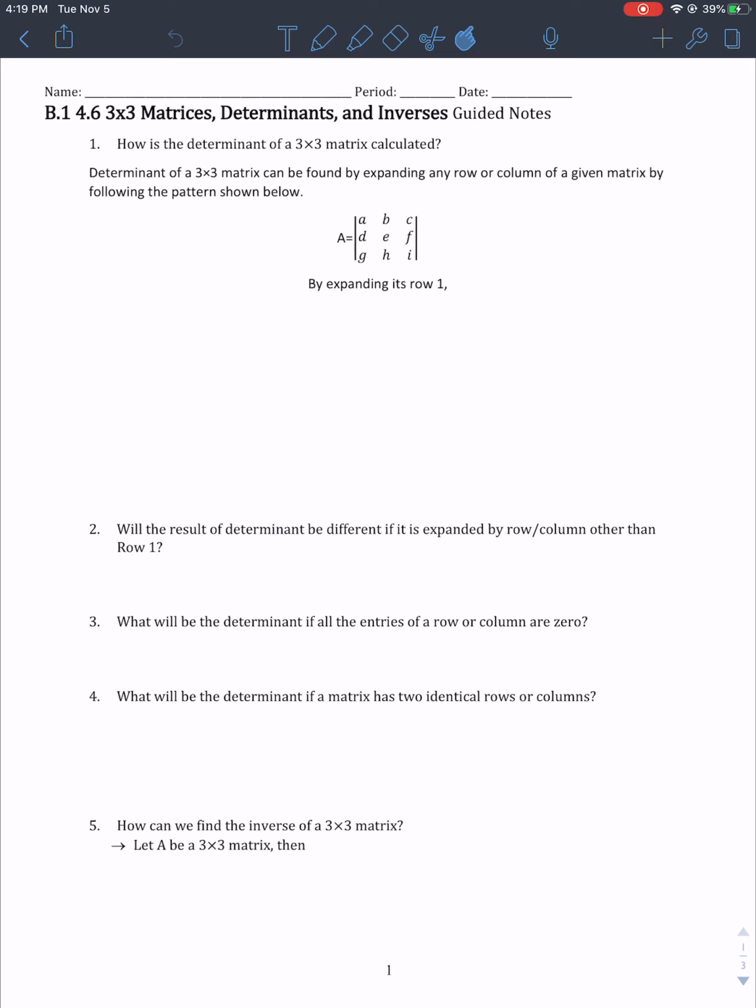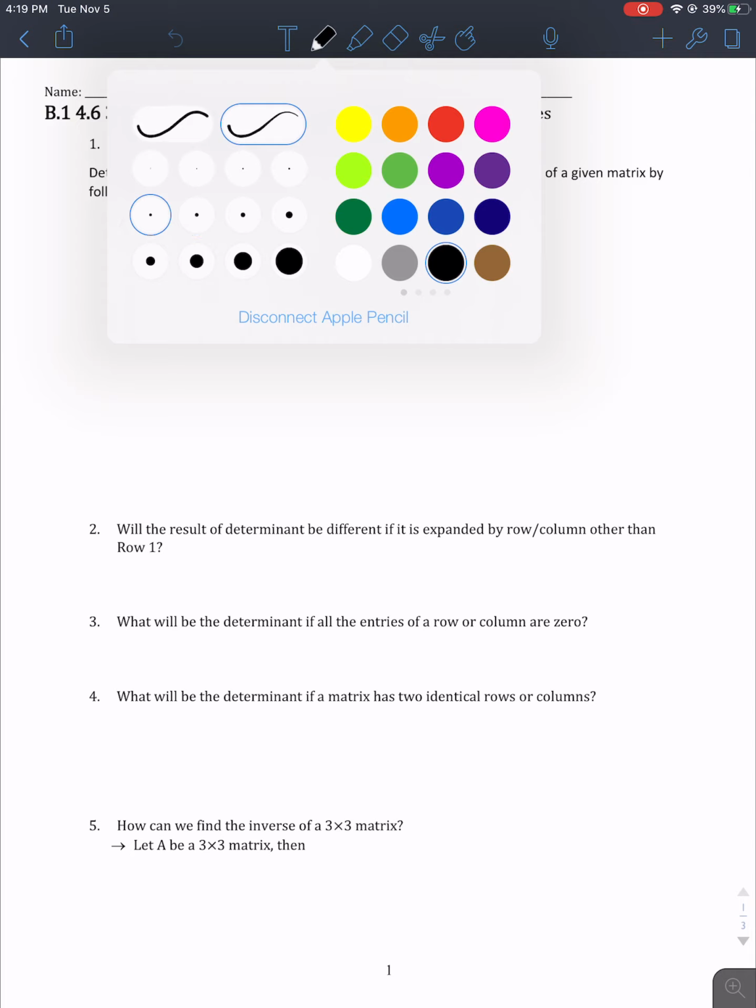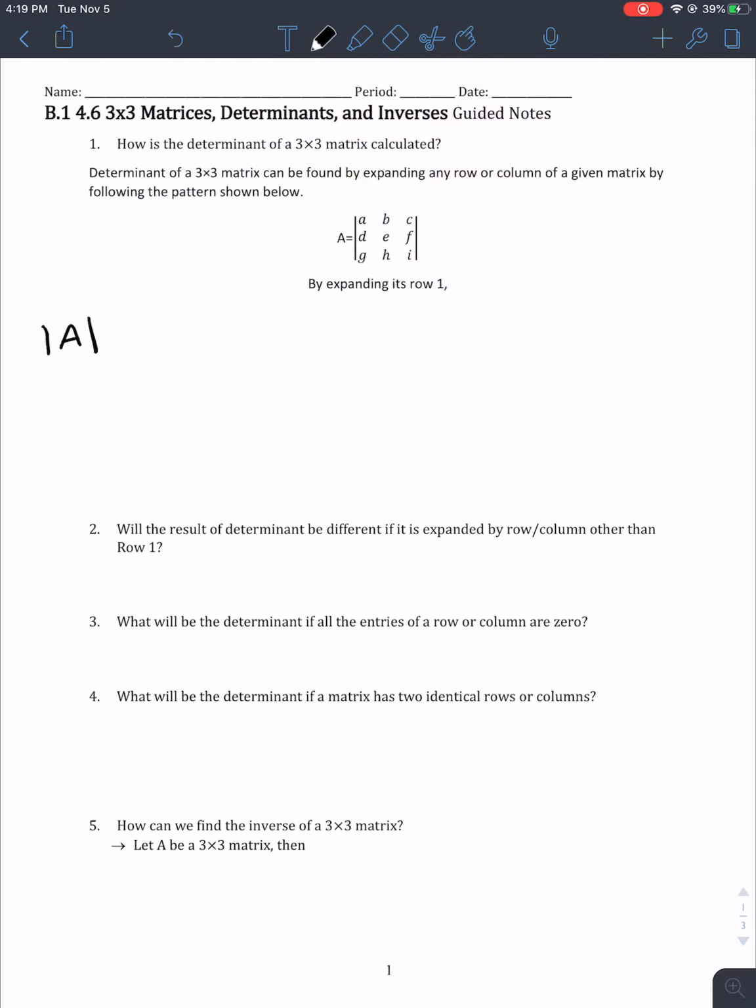So the determinant of a 3x3 matrix is a little bit more complicated than a 2x2 matrix, just because there's more to deal with. So you're going to expand any row or column of a given matrix by following the pattern. So here is a 3x3 matrix, and we want to expand by using row 1. The determinant of A is determined by taking the first element in the first row and first column and taking the determinant.